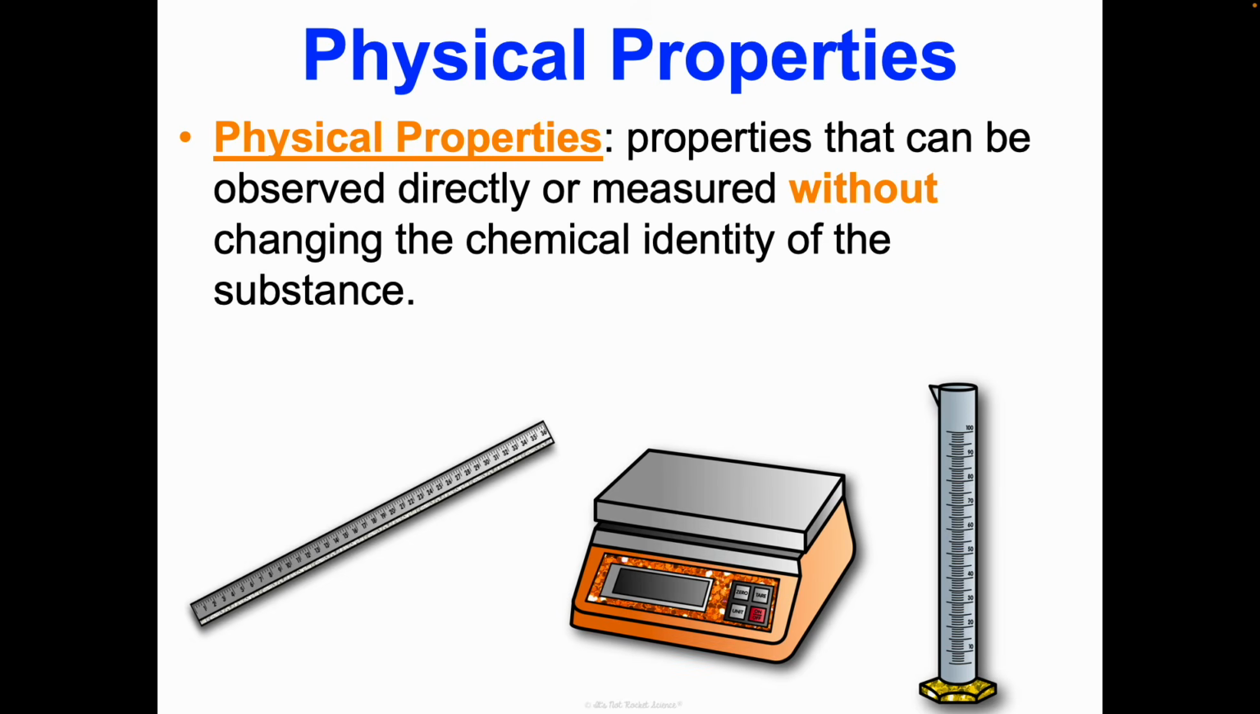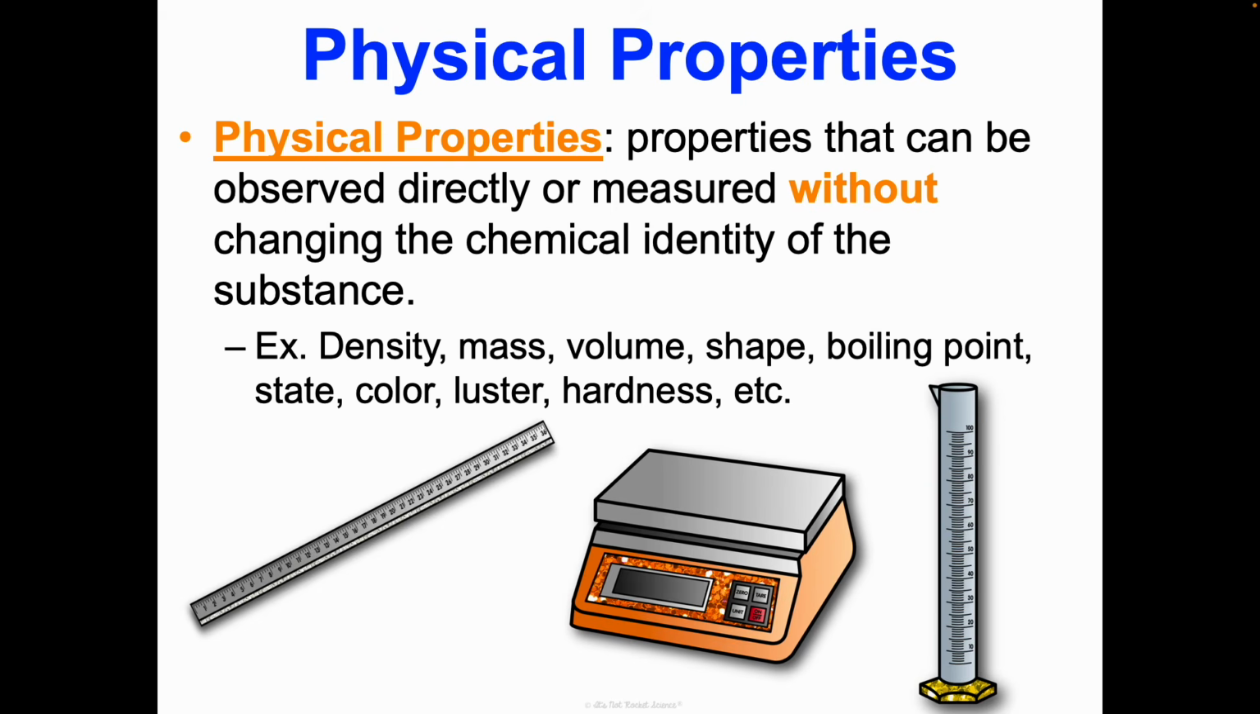So physical properties are properties that can be observed directly or measured about a piece of matter, a type of matter, without changing the chemical identity of the substance. So I can look at a sample of matter and I can find out its density, which we'll talk about in a second. I can measure its mass on my digital scale, its volume, which can be calculated geometrically or using water displacement. I can describe its shape, like it's in the shape of a cube. I can measure its boiling point, its state of matter. Is it a solid, liquid, gas? Its color, its luster, how shiny it is, if it's hard or squishy. These are all things that I can observe or measure without messing with the matter, if that makes sense.